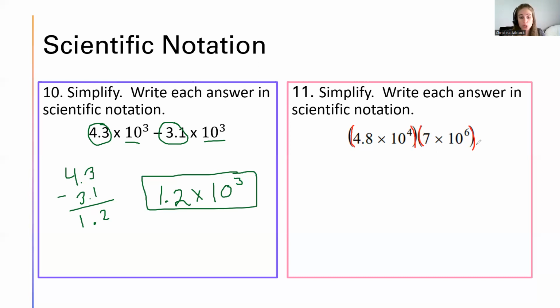Because of that, we don't need our base 10 exponents to be the same. So it is a-okay that our first number is 10 to the 4th and our second one is 10 to the 6th. So we'll go ahead, because this one's multiplication, and we will multiply our coefficients. 4.8 times 7. Once again, 4.8 and 7, these numbers are all small enough that it is something that you need to either do in your head or work out on paper.